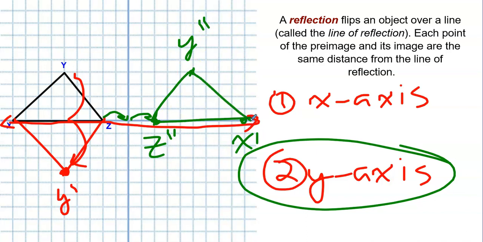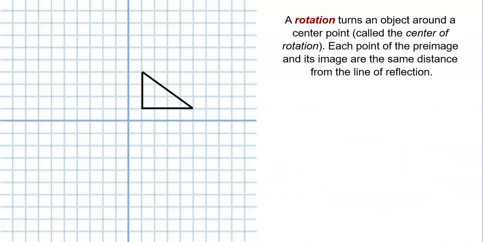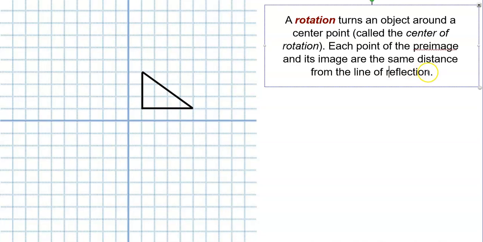And then we have our new figure. And the final type of transformation that we have is something called a rotation. A rotation turns an object around a center point that we call the center of rotation. Each point of the preimage and its image are the same distance from not the line of reflection, but rather the same distance from the center of rotation.